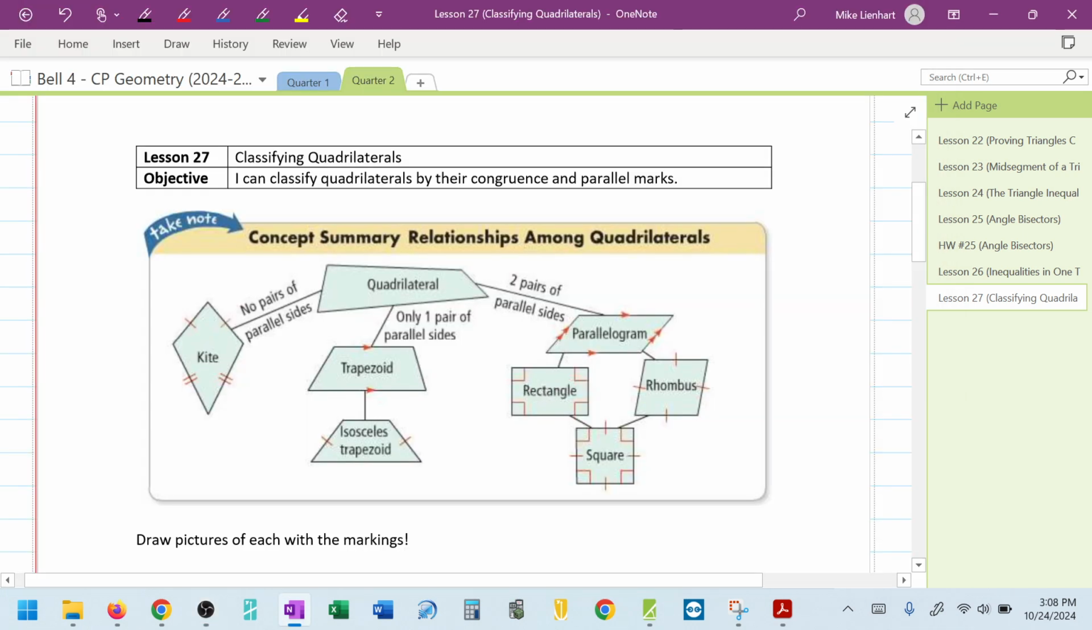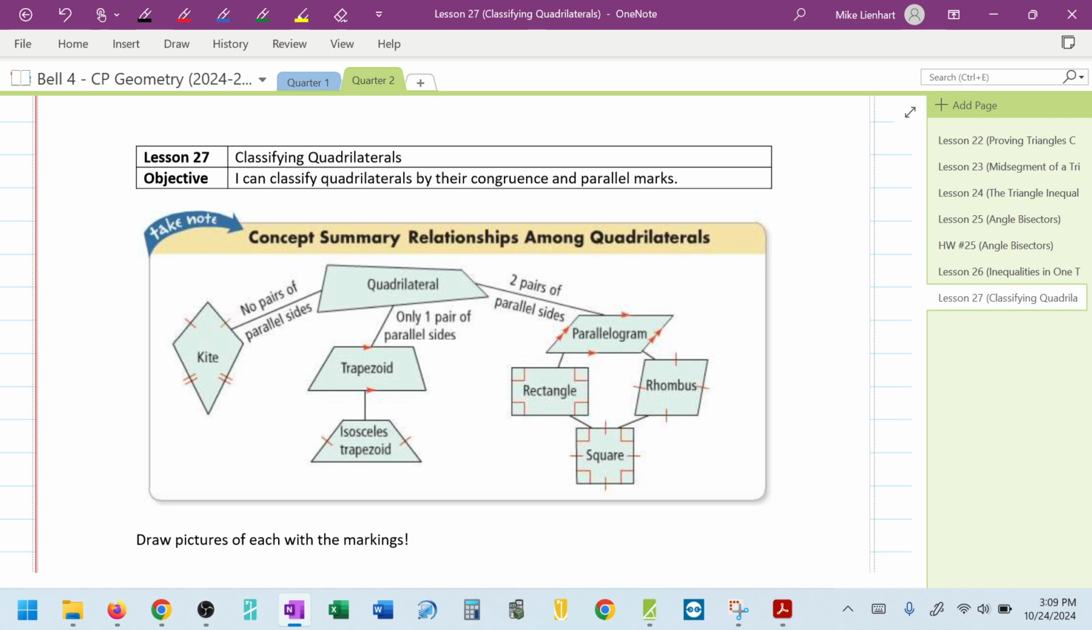This video is about classifying quadrilaterals. All right, it's lesson 27 for our geometry class. What we're going to focus on here is how the markings of four-sided figures really tell us more information about what specifically they are. So things we have to pay attention to are, for instance, tick marks on the sides, the arrows on the sides to show parallelism.